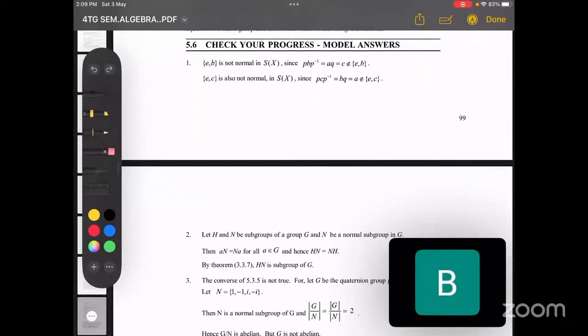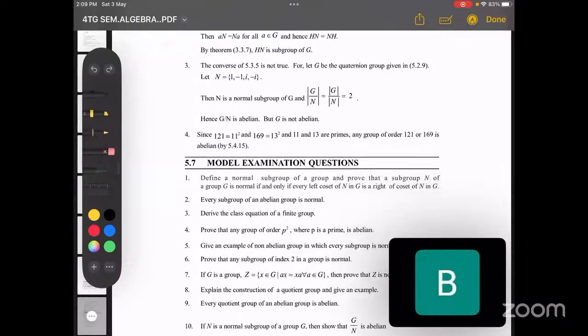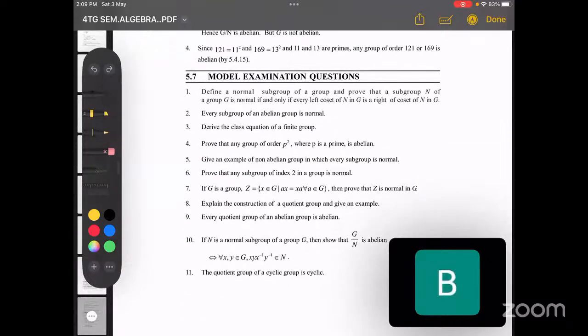So after the fifth unit, I have told what the important questions are. If you see 5.7, the model examination questions are there. In the examination, questions will be asked like this. First one, this is important: define a normal subgroup of a group and prove that a subgroup N of a group G is normal if and only if every left coset of N in G is a right coset of N in G. And this one is a 5 marks question: every subgroup of an abelian group is normal. Okay. Next, derive the class equation of a finite group.